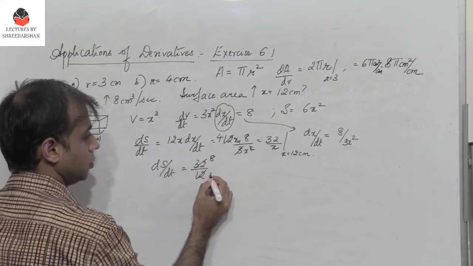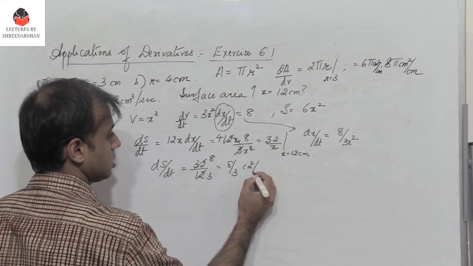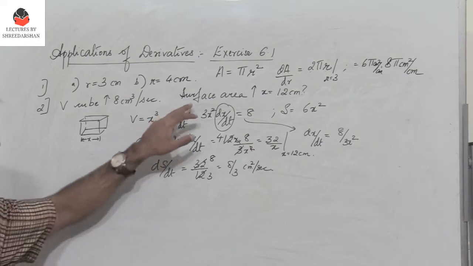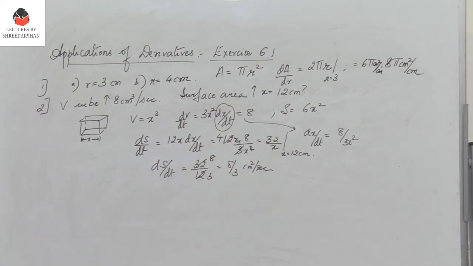So 4 eights are 32, 4 threes are 12, so it's going to be 8 by 3 centimeters square per second. So this happens to be the rate of increase of surface area when the side of the cube equals 12 centimeters. A very simple problem. So now let's move on with the next one.